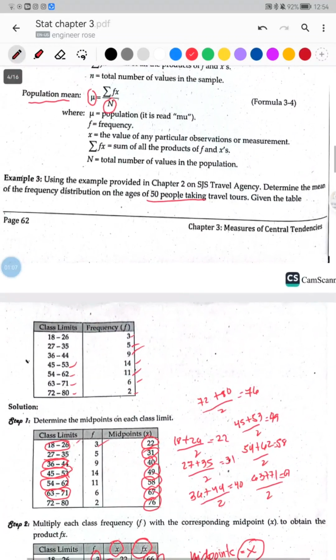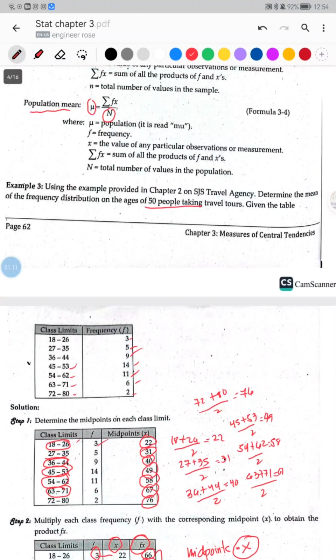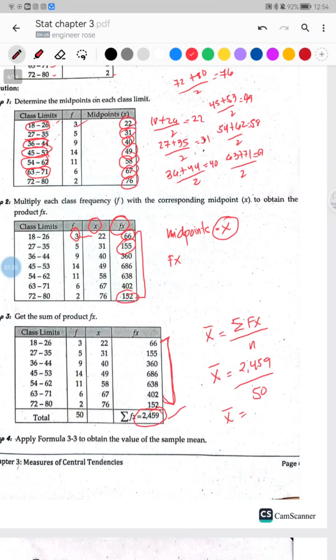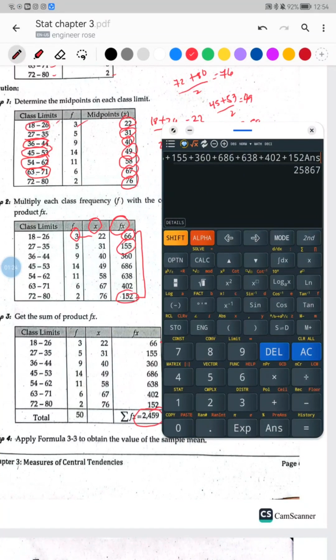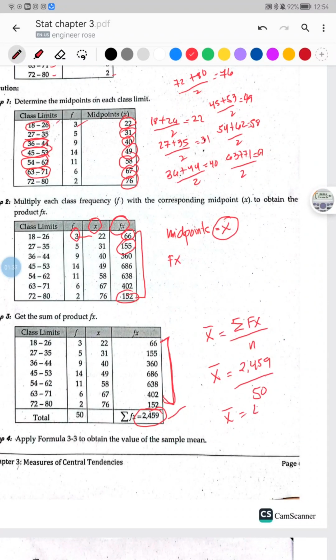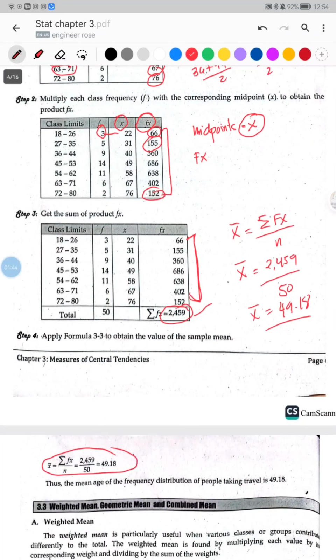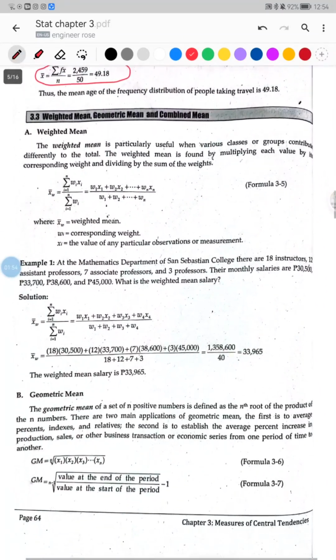Going back to the question, which is the frequency distribution of the age of 50 people taking travel tours, the sample mean equals 2,459 over the 50 people. That is 49.18. That is the mean age of the frequency distribution of people taking travels. Next is the weighted mean, geometric mean, and combined mean.